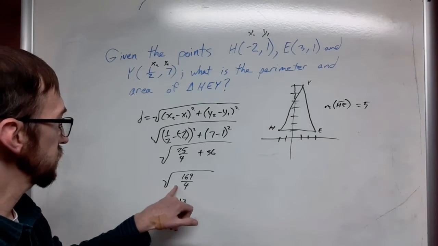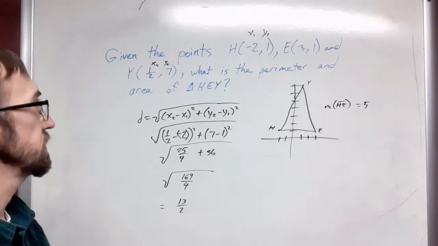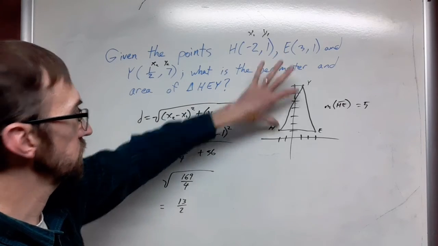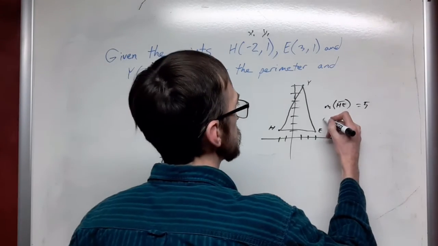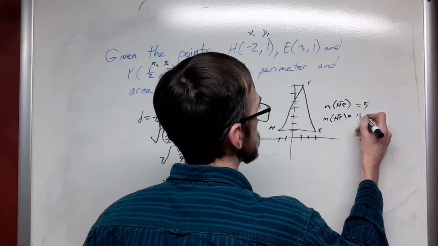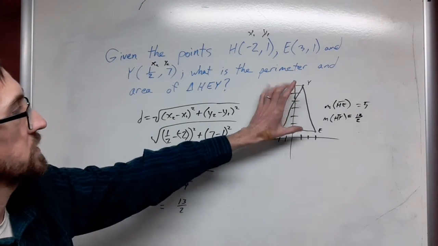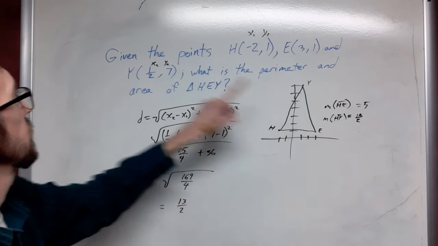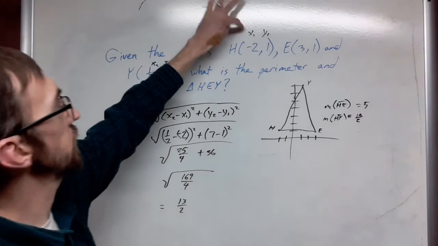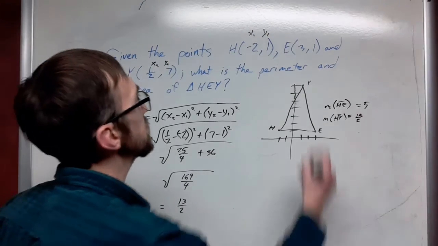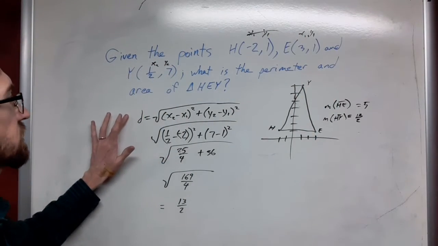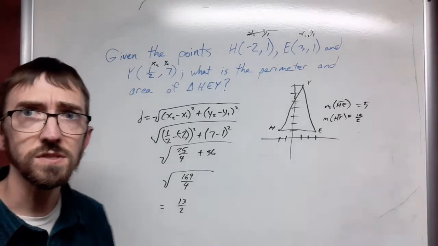All right, when we take the square root of this number, we get 13 halves. So the distance for HY, this side of the triangle here, is going to be 13 halves. So the measure of HY is 13 halves. So now we need the distance from Y to E. I'm going to leave my x sub 2, y sub 2 on Y and just move x sub 1, y sub 1 over here to E. And then I'm still using this formula, so I'm just going to make some adjustments here.